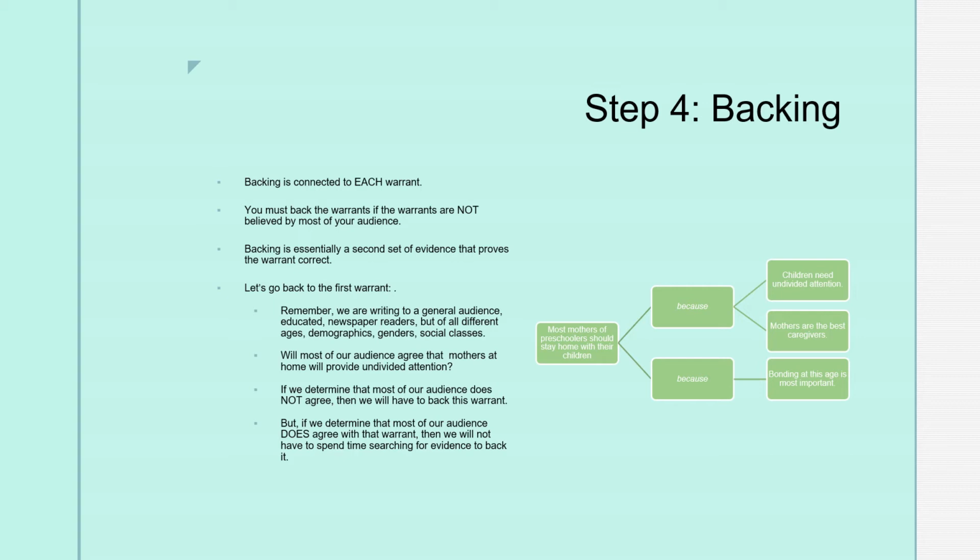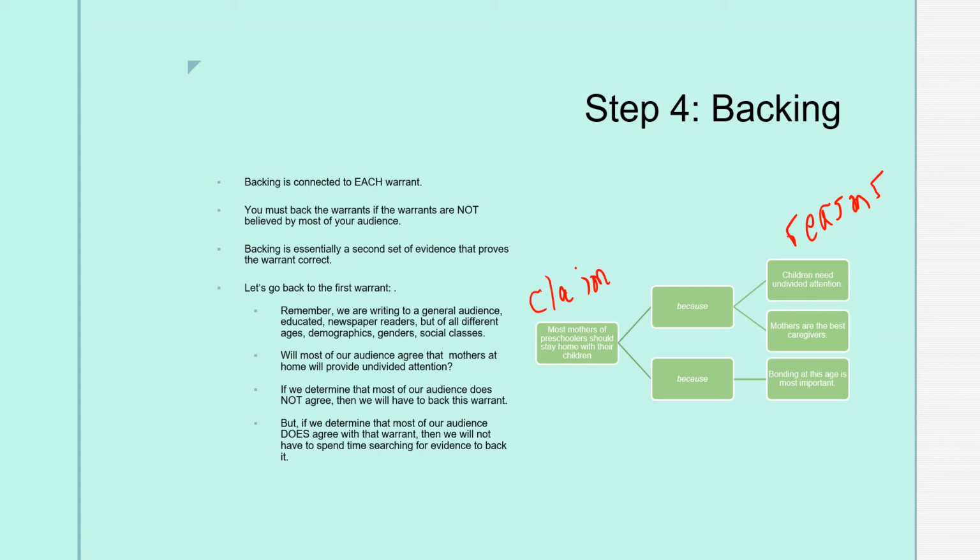So let's go back to the very first warrant. Remember, here was the claim, and here were the reasons. Remember, we're writing to a general audience. So what we're doing is we're sort of constructing an audience that has certain demographic characteristics. Very general. An educated audience, newspaper readers, but of all different ages, genders, social classes, different demographics, but all educated, all able to read and understand arguments, and all neutral, so perhaps able to be convinced.